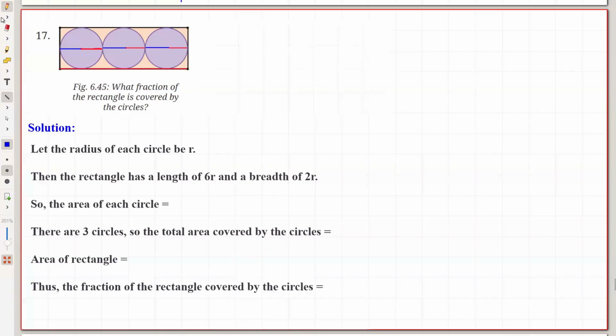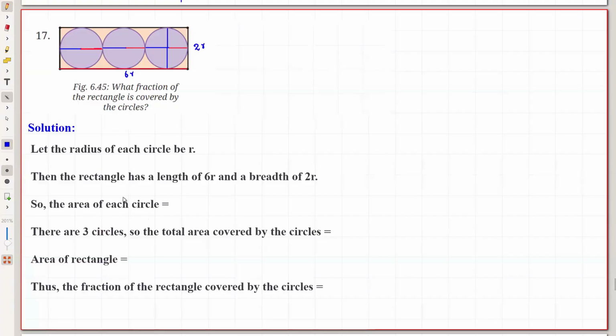So the length will be 6 times the radius. And the breadth: this is a radius and this is also a radius, so 2 times the radius. If you add all the radii, we get 6 radius for the length, and the breadth is radius plus radius, which gives 2 radius.